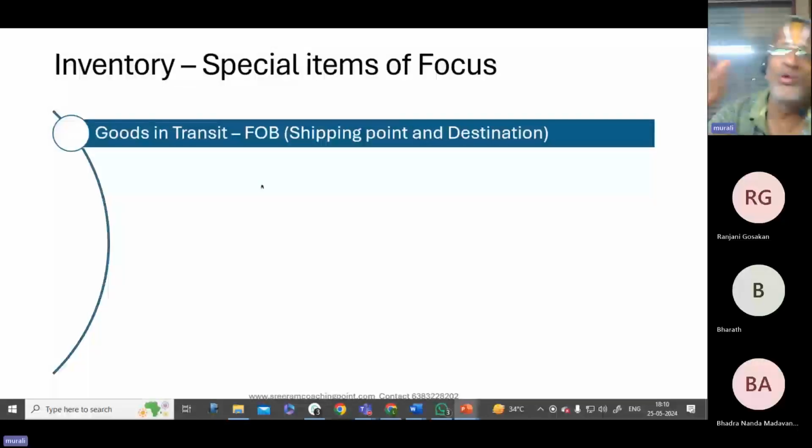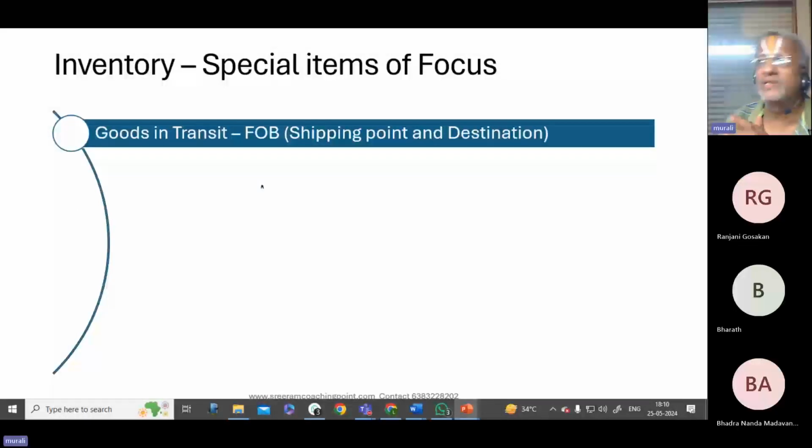But there can always be something special, where you can say free on board. That means the vendor takes up the responsibility of boarding it to the place of carrier transport. It could be surface transport, railway, or lorry. It could even be marine, or it may be airlifted. So the point of sale, they will decide free on board at what point.